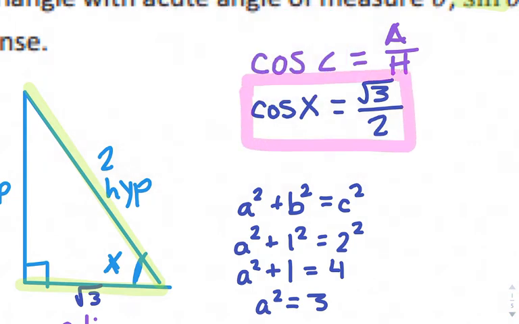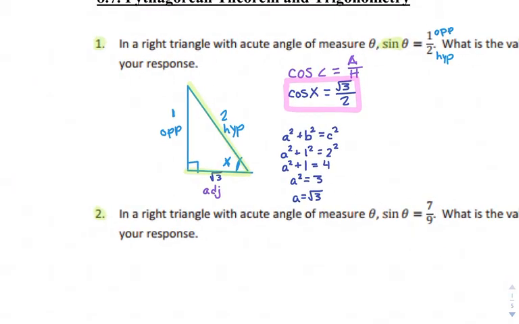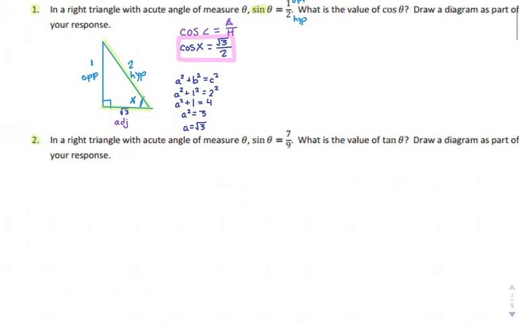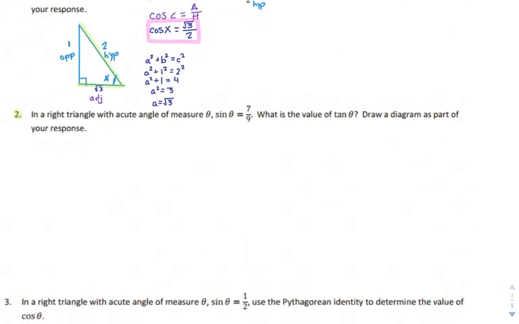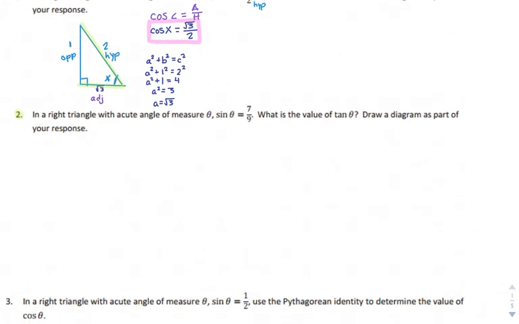So you have to draw a picture, figure out where to put everything, use Pythagorean theorem to solve for your last missing side, and then come up with your new trig function. So let's try another one. Number 2 says, in a right triangle with an acute angle measure of theta, sine theta equals 7 over 9. What is the value of tan theta?